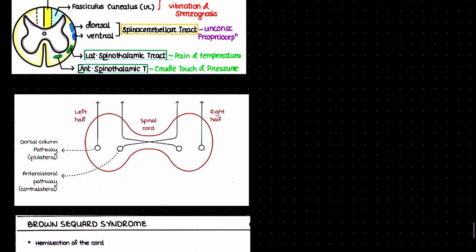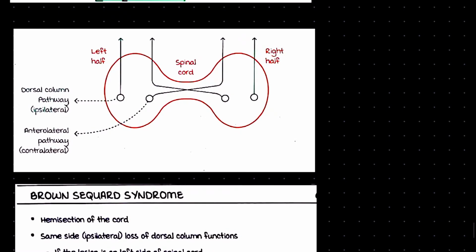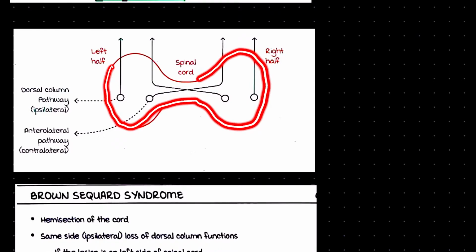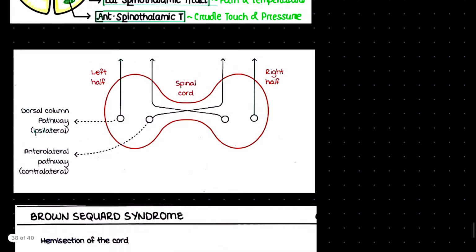Now to know about the various features, we need to know the different tracks in this spinal cord and how they are projecting. This is the transverse section of the spinal cord. In it there are mainly two tracks. One is the dorsal column pathway, and the other is the anterolateral pathway or track. The dorsal column pathway just ascends upward. It originates right here, goes to its side of the spinal cord, and ascends upward on the same side of its origination.